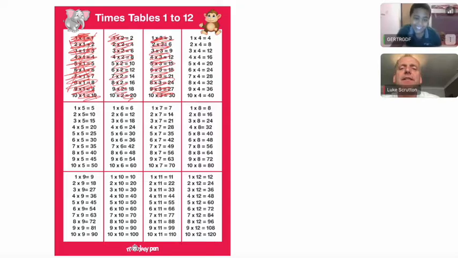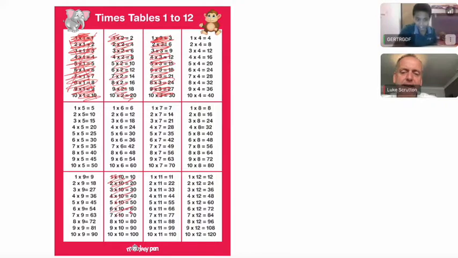Are there any other easy times tables there? 5, 6. Okay. 7, 8, 9. Is there one that's easier than the fives? We'll come on to the fives. What about the tens? Is that easy? Yeah, that's super easy. And the 11s.